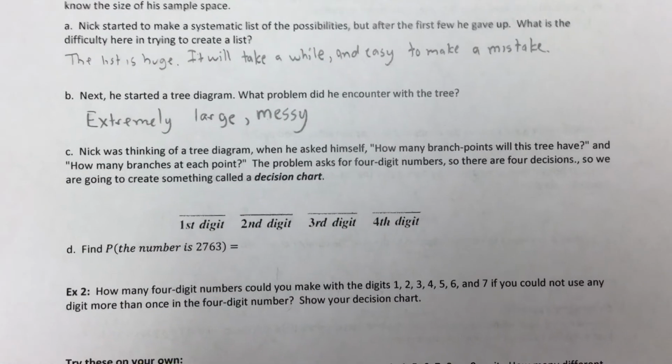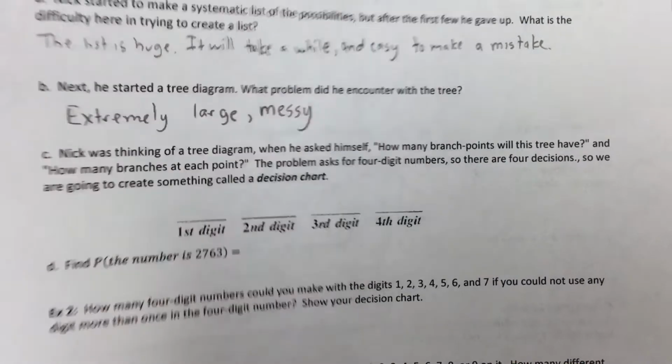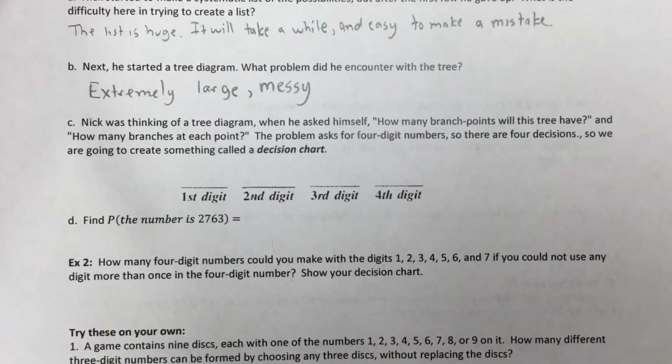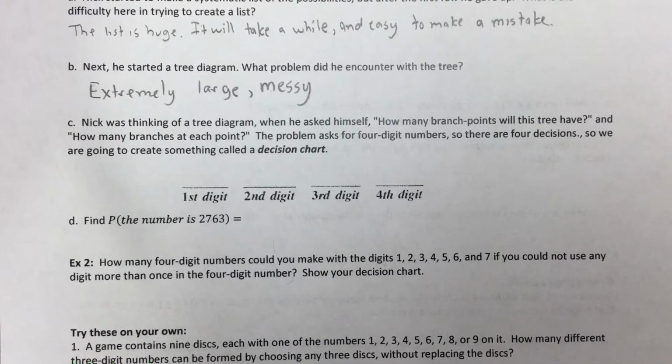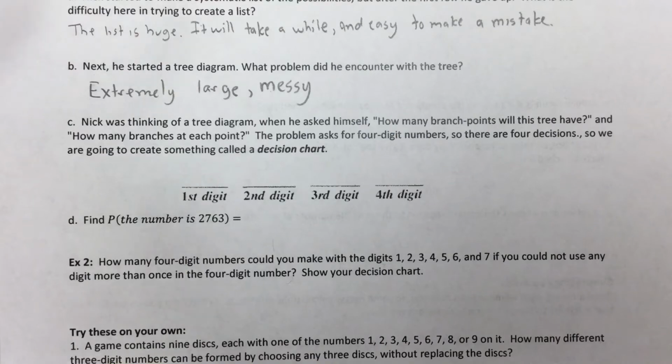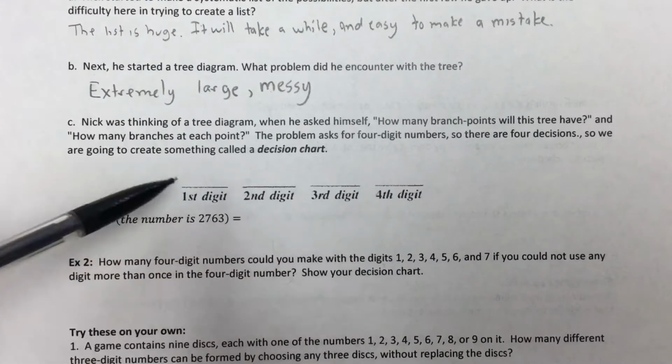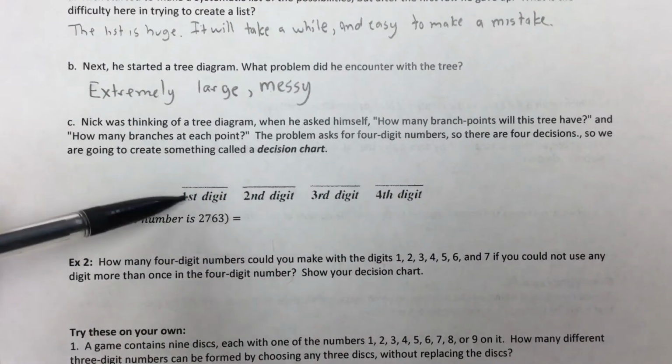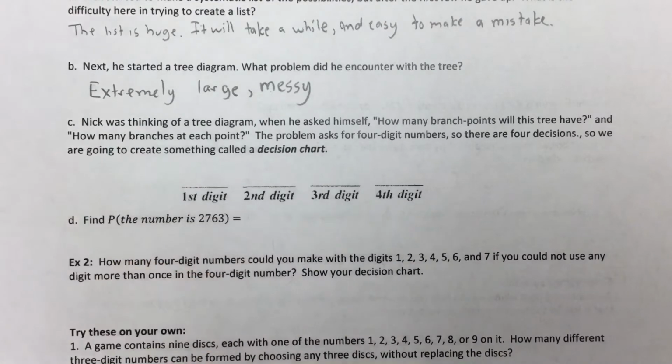So now Nick came up with another idea. It says Nick was thinking of a tree diagram when he asked himself, how many branch points will this tree have, and how many branches at each point? The problem asks for 4-digit numbers, so there are 4 decisions. So we are going to create something called a decision chart. In this decision chart, there are 4 columns in your flow chart. Each of those represents a decision for the digit. So that's why we have 4 lines here: the first digit, second digit, third digit, fourth digit.